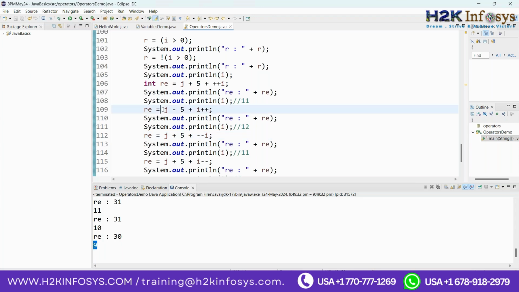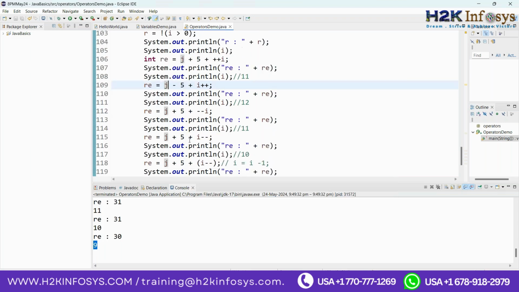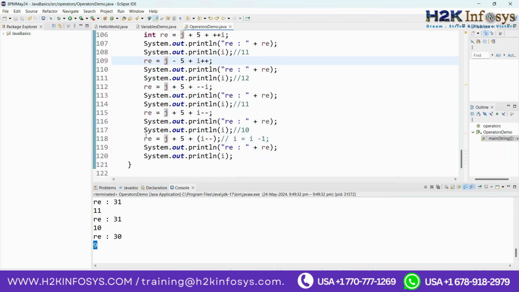Remember, here we did not modify and assign back to j. I'm assigning to another variable, not j, correct? If I modify j itself, it will change. But I did not modify the j value anywhere. Everywhere I'm using j, but I did not modify j, correct? That is the reason.